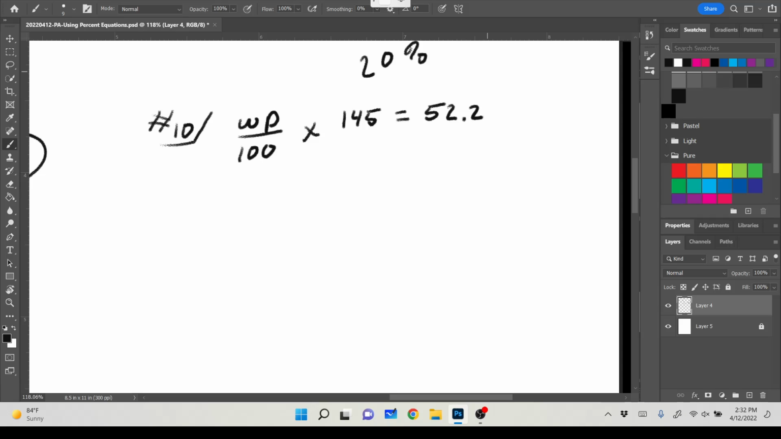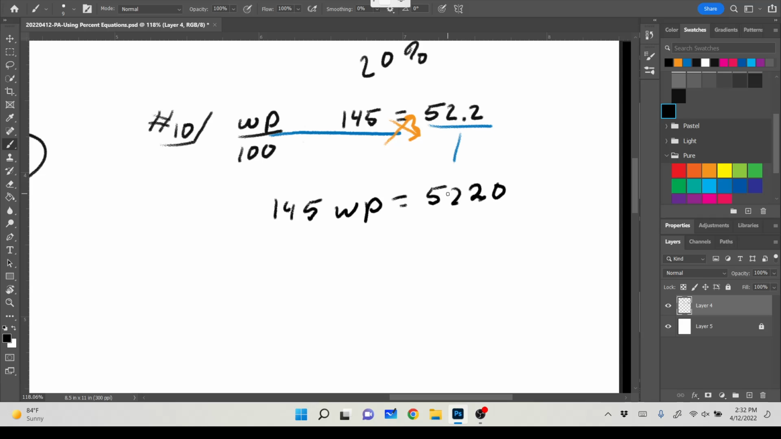I did 1 times 145 times 1, and then 52.2 times 1 times 100. Oh, okay. Correct me if I'm wrong, but I think what I understood you to say was, you cross-multiplied like this. Yes, I did. And when you did that, you ended up with 145 P equals 5,220. Does that sound right? Mm-hmm. Okay. Then what? Then you do the 145 divided by. Yeah.